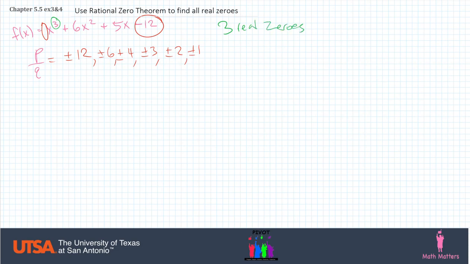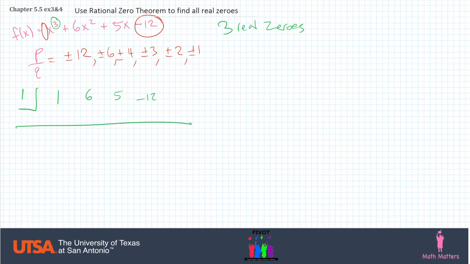So let's go ahead and set up the synthetic division. We have some number and the coefficients of the equation: 1, 6, 5, and negative 12. Where do we pick this value? We pull those values from p over q, which we find by pretty much guessing and checking. There's probably no other way around it. So let's just pick 1. Why not? Then let's proceed with synthetic division.